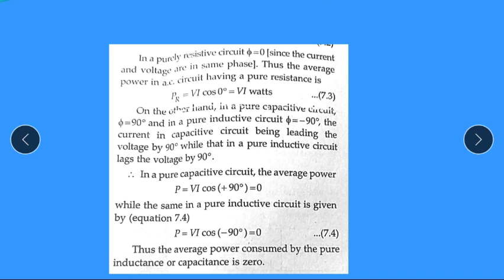So power in a pure capacitive circuit is written as P is equal to VI cos 90 degree, and cos 90 degree is equal to 0. So power P is equal to 0. While the same in a pure inductive circuit, P is equal to VI cos minus 90 degree. So cos 90 degree is equal to 0. So P is equal to 0. Thus, the average power consumed by pure inductance or capacitance is 0.